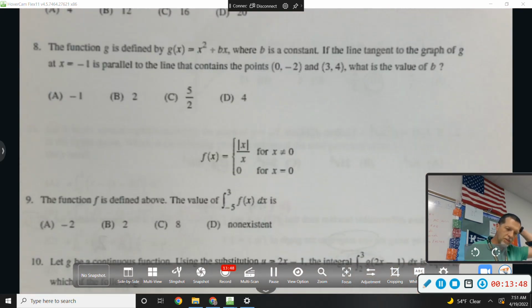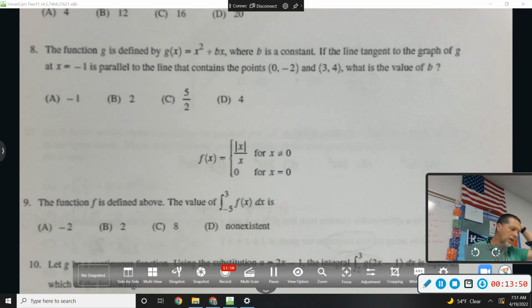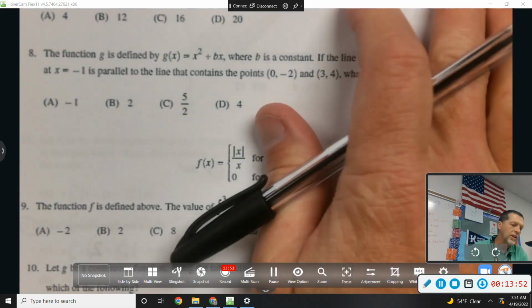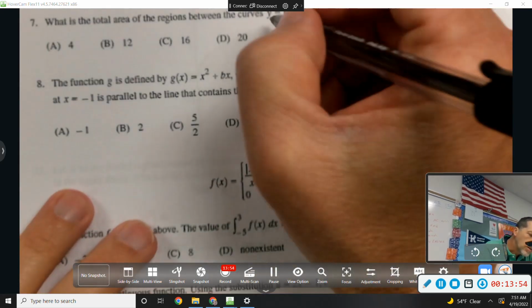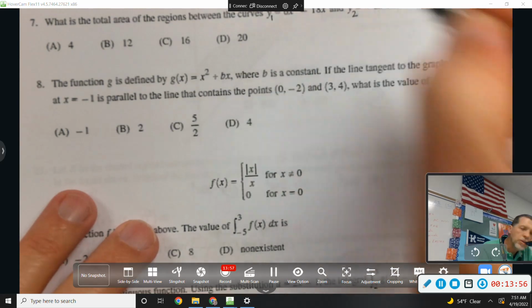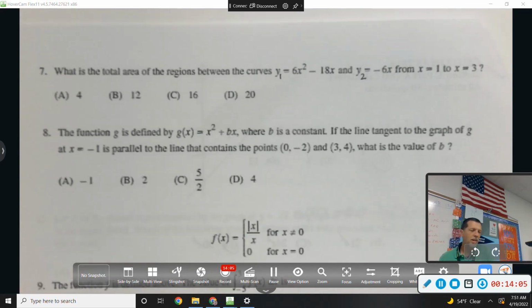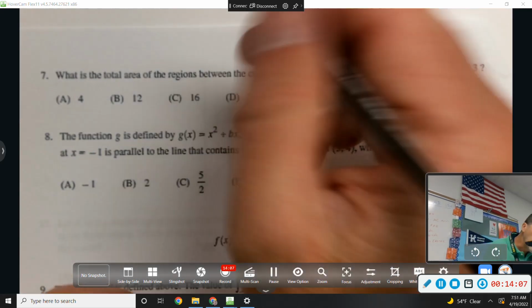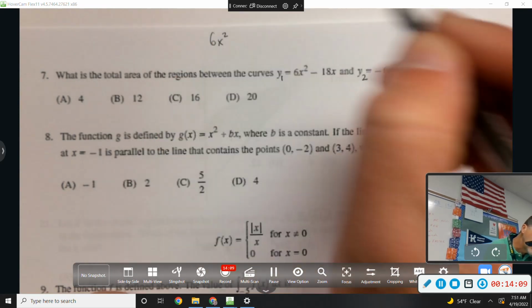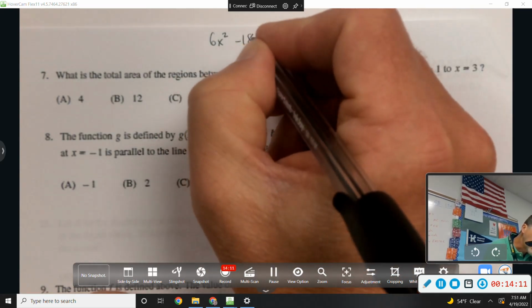Seven was kind of tricky because, especially without a calculator, y1 was greater than y2 for part of the time, and y2 was greater than y1 for part of the time. So that was kind of annoying, because you probably would have had to set them equal to each other to figure out where they intersected.